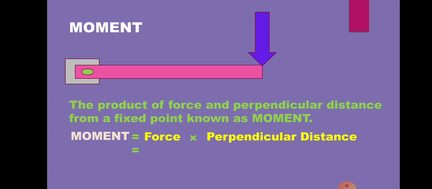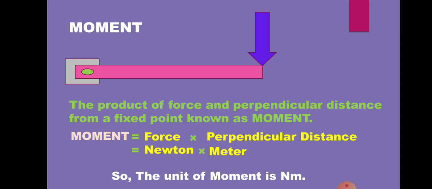We all know the unit of force is Newton and the unit of distance is meter. So finally we get the unit of moment as Newton into meter. Now let us look at a few examples of moment.